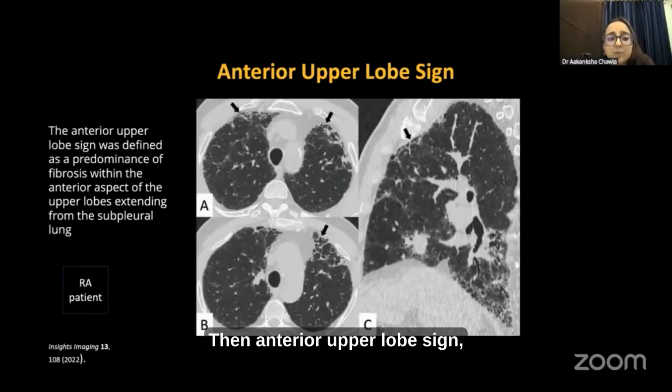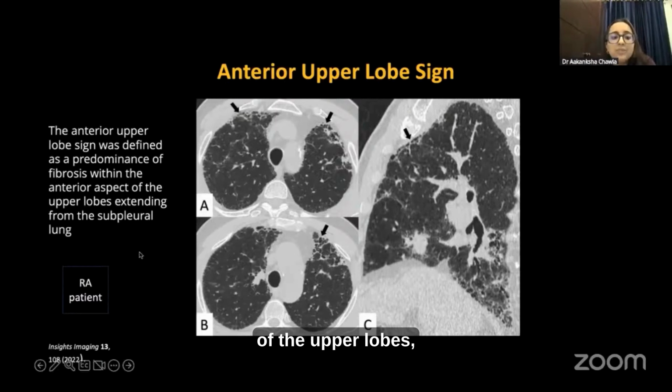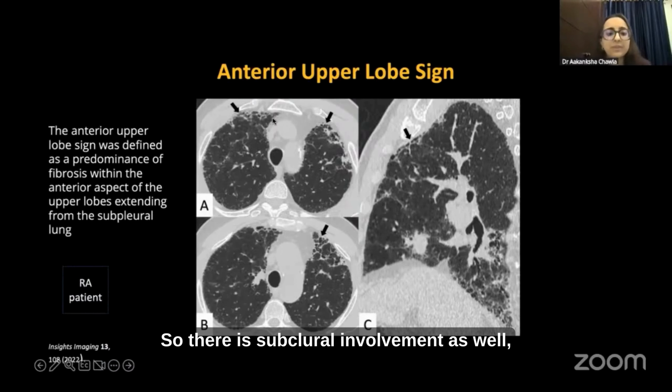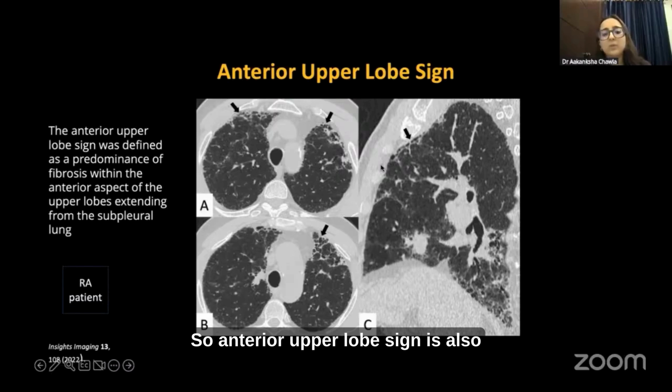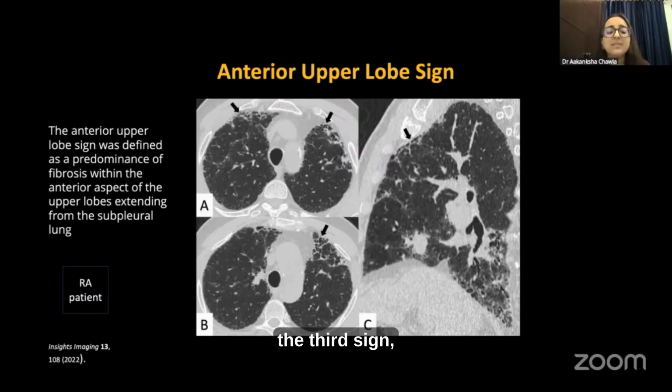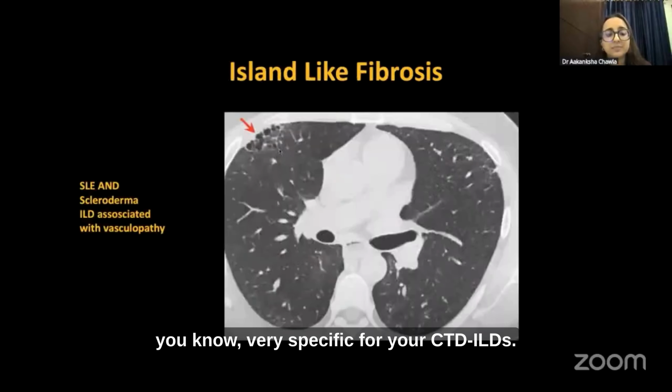But then this has very high specificity for connective tissue diseases per se. Then anterior upper lobe sign, which is predominance of fibrosis in the anterior aspect of the upper lobes, extending from the subpleural lung. So there is subpleural involvement as well, but the anterior aspect. This was a case of rheumatoid arthritis. So anterior upper lobe sign is also the third sign, which is again very specific for your CTD ILDs.